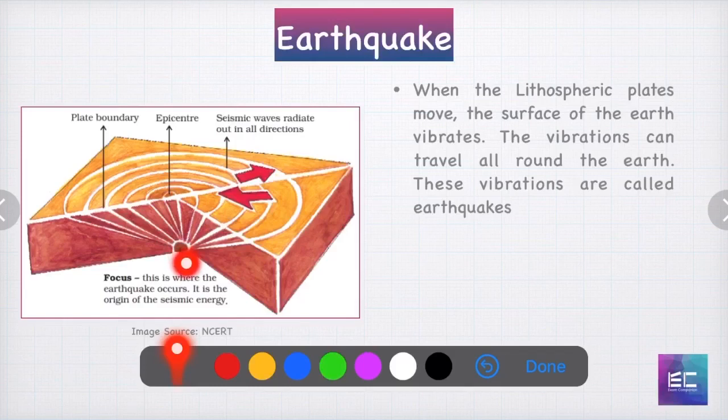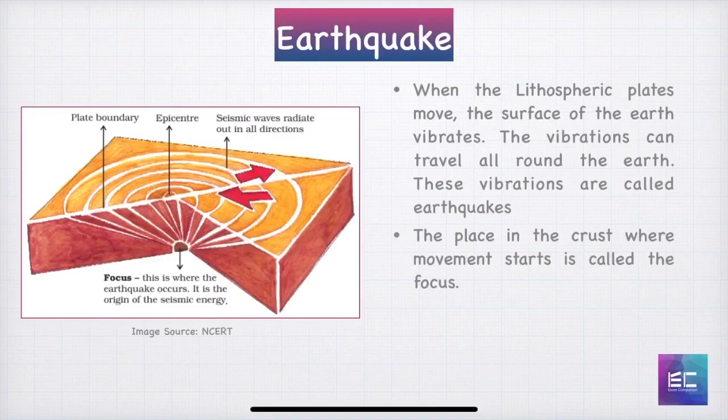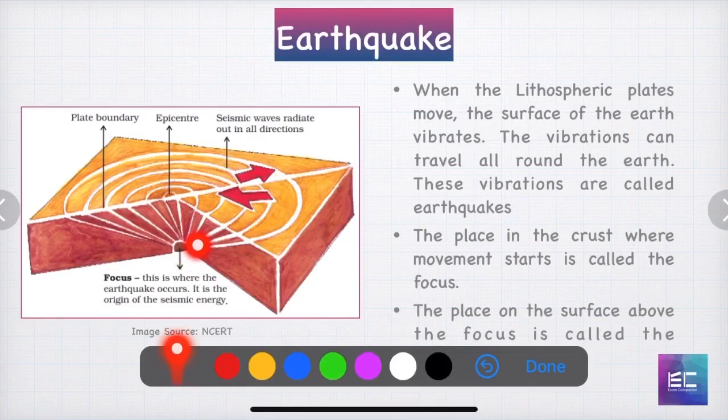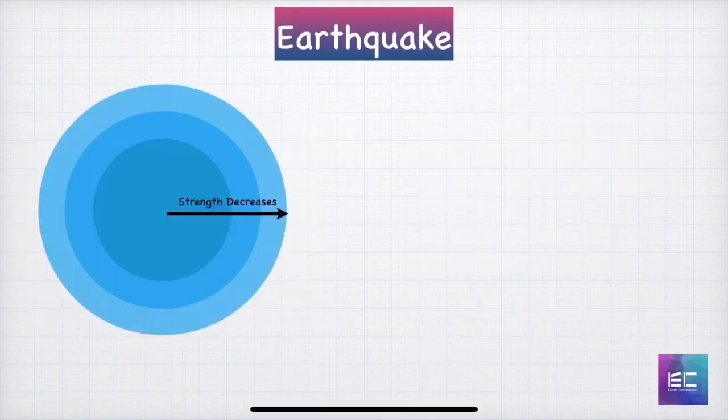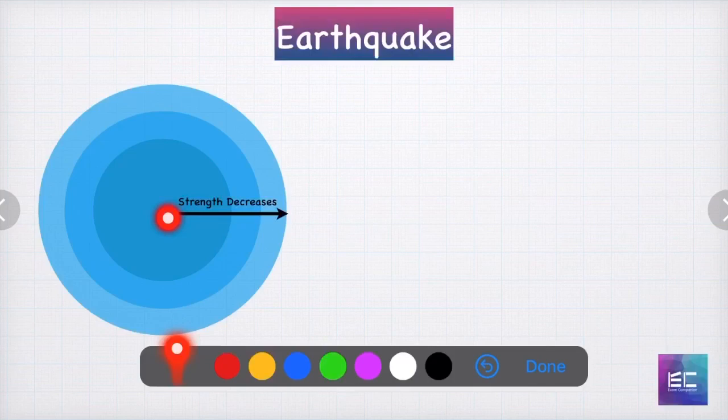The place on the surface of Earth above the focus is called the epicenter. So, epicenter is a point or a place which is on the surface of Earth and which is directly above the focus. As you can see here in the diagram as well, epicenter is directly above focus. Focus is the point which is below, epicenter is the point which is above. Vibrations travel outside from the epicenter as waves. So say if this point is the epicenter, then vibrations will travel in the direction of the arrow.